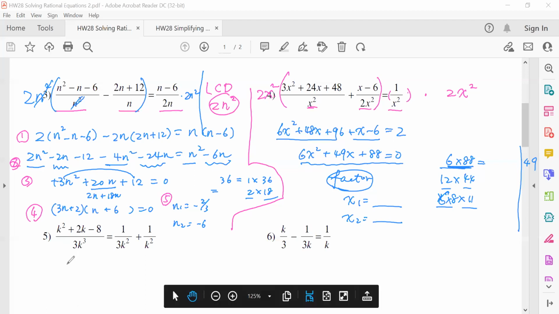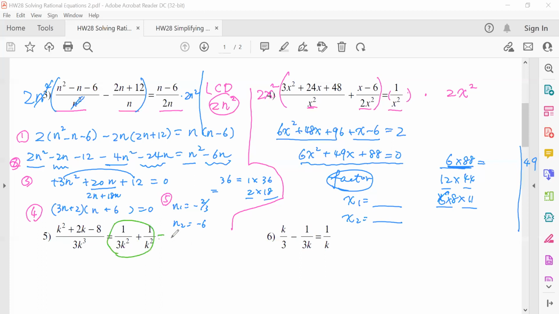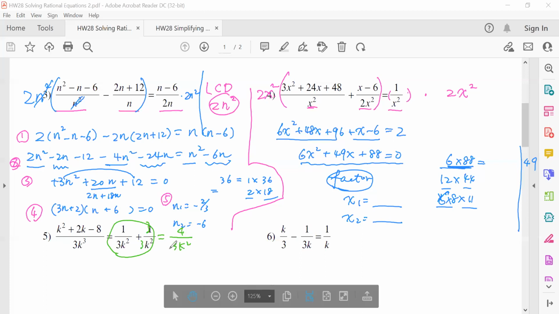Number 5. So here, actually, the right part is easy, right? The right part is easy. You can combine the right part first. Actually, it became 3k squared. So you can get it here, right?